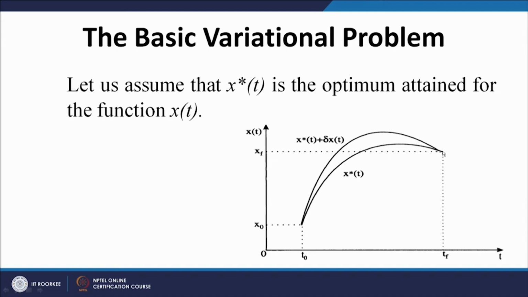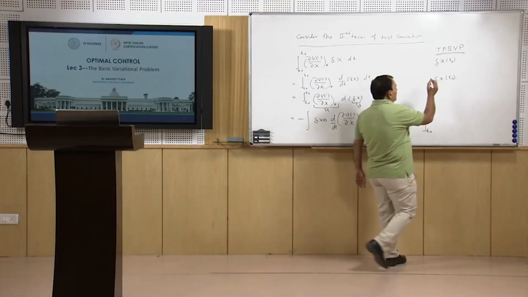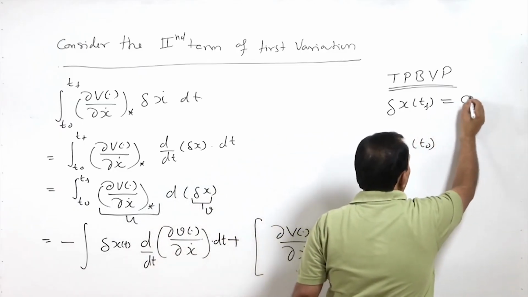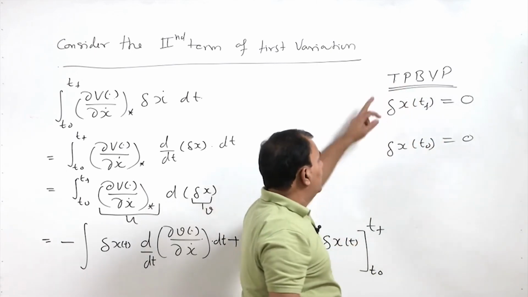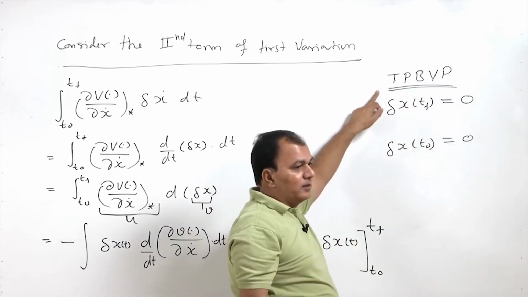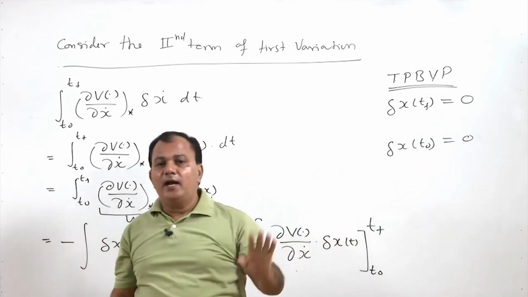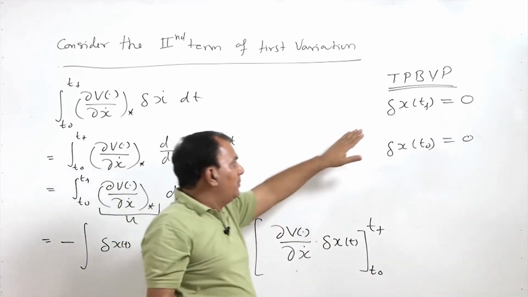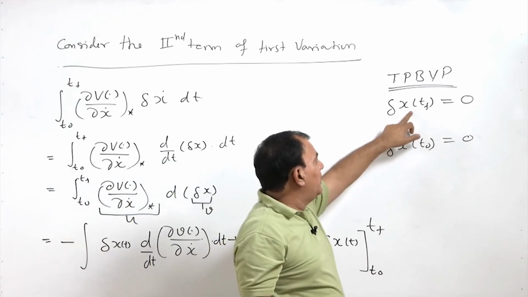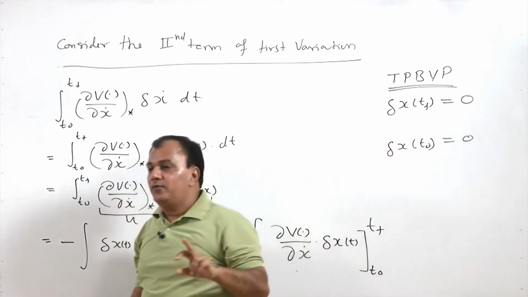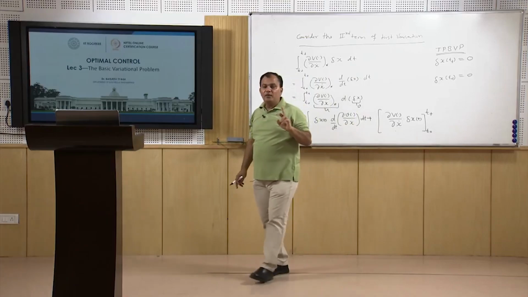So, this means I can set this value to 0, this value to 0, but only in the case of the 2 point boundary value problem. Later we will see the free endpoint problem, in which we will keep the initial point fixed, but we will make the final time as well as the final state free.